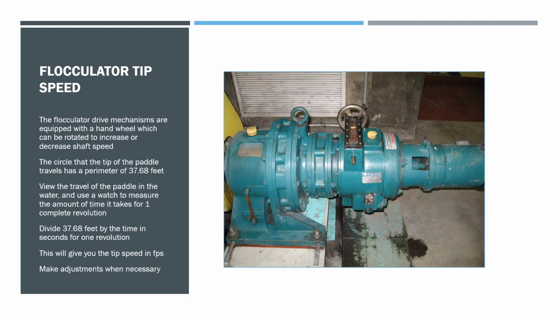This is a picture of the variable speed drive that drives the paddles. It sits down in the basement of the flocculator room. Operators can go to that machine and vary the speed of the paddles by working with the mechanism itself.